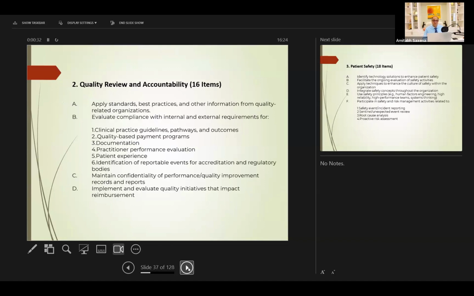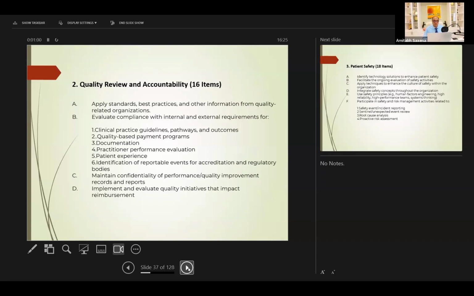So most of the countries have a system in place where they support the healthcare with appropriate funds. So how to ensure the funding and what kinds of funds are available and how to maintain the quality of our organization so that we can keep receiving the funds from the government or from the insurance companies. So that's what the quality review and accountability is about.